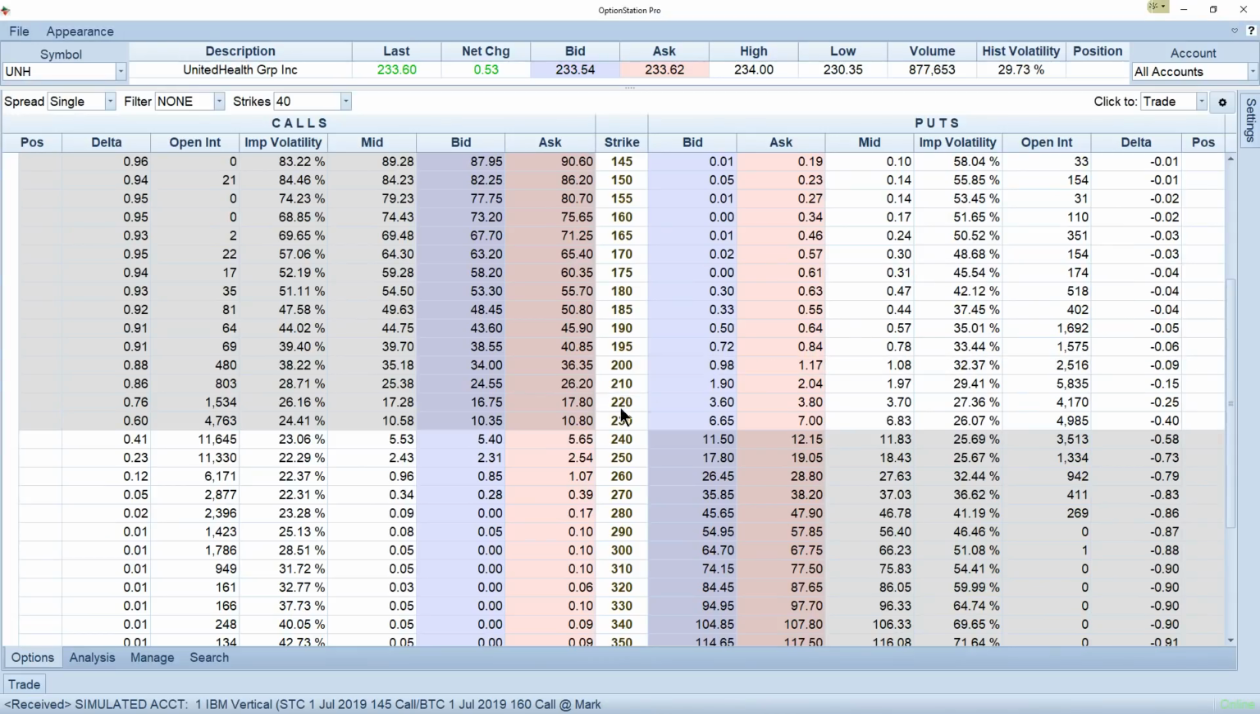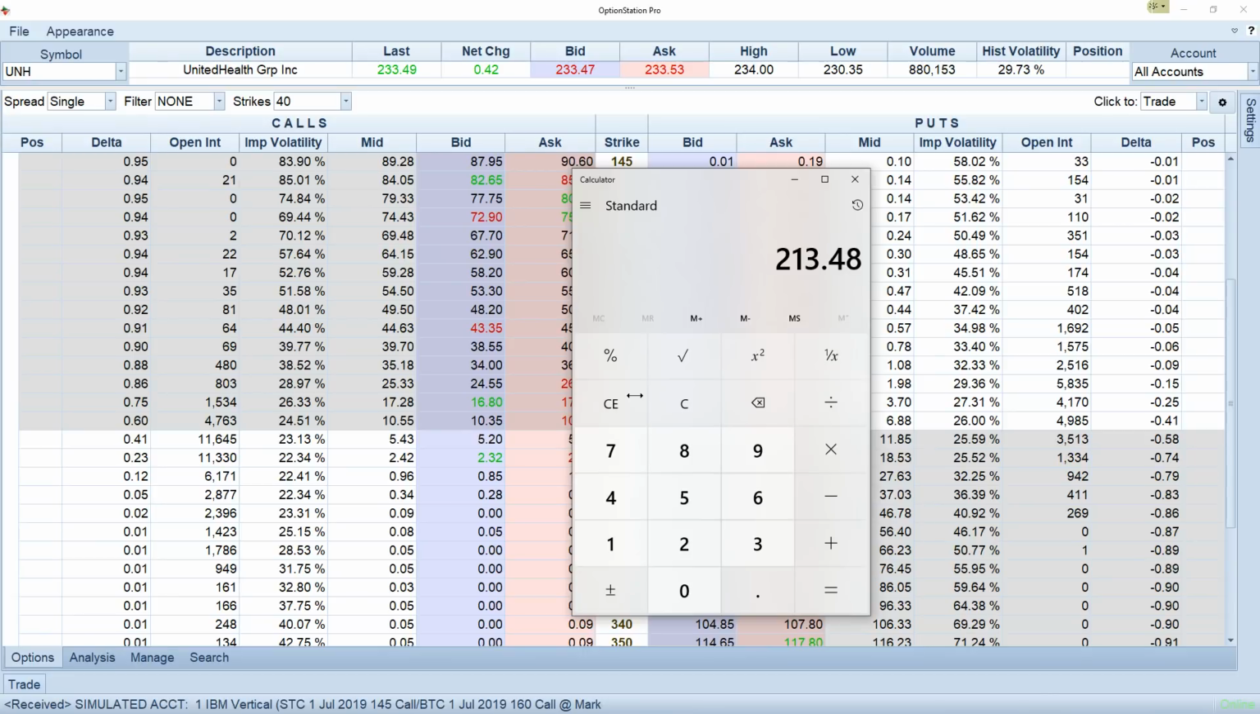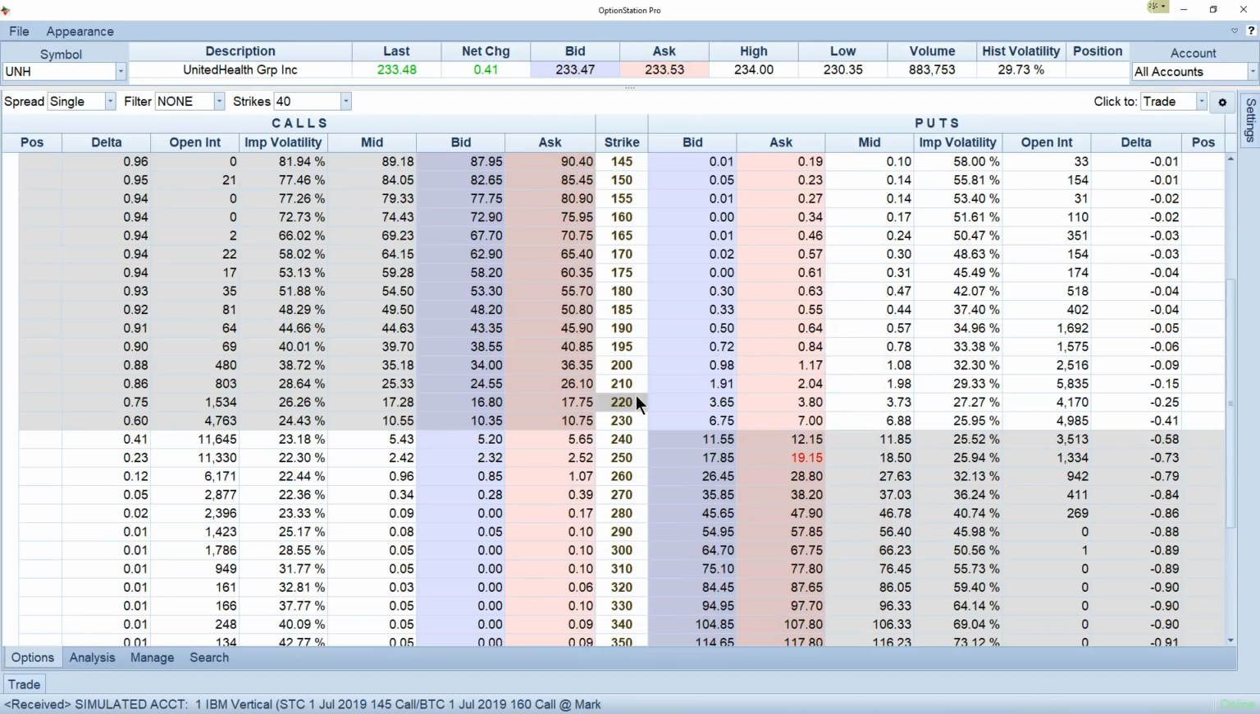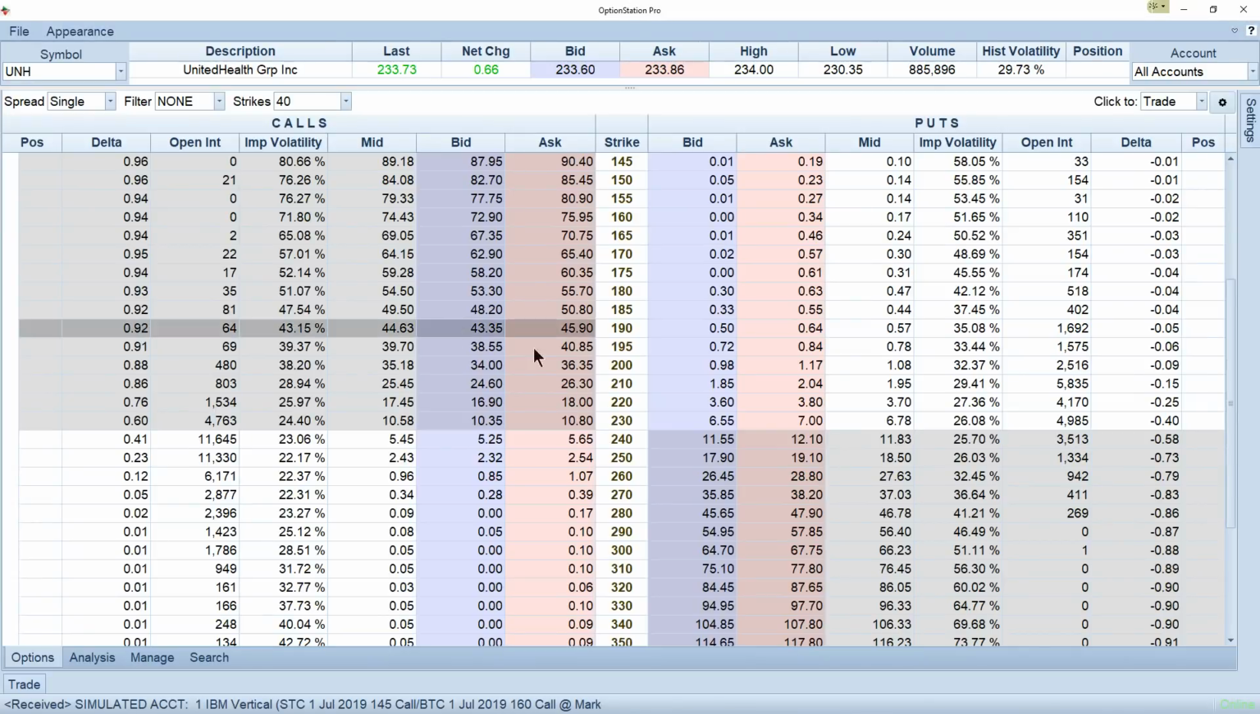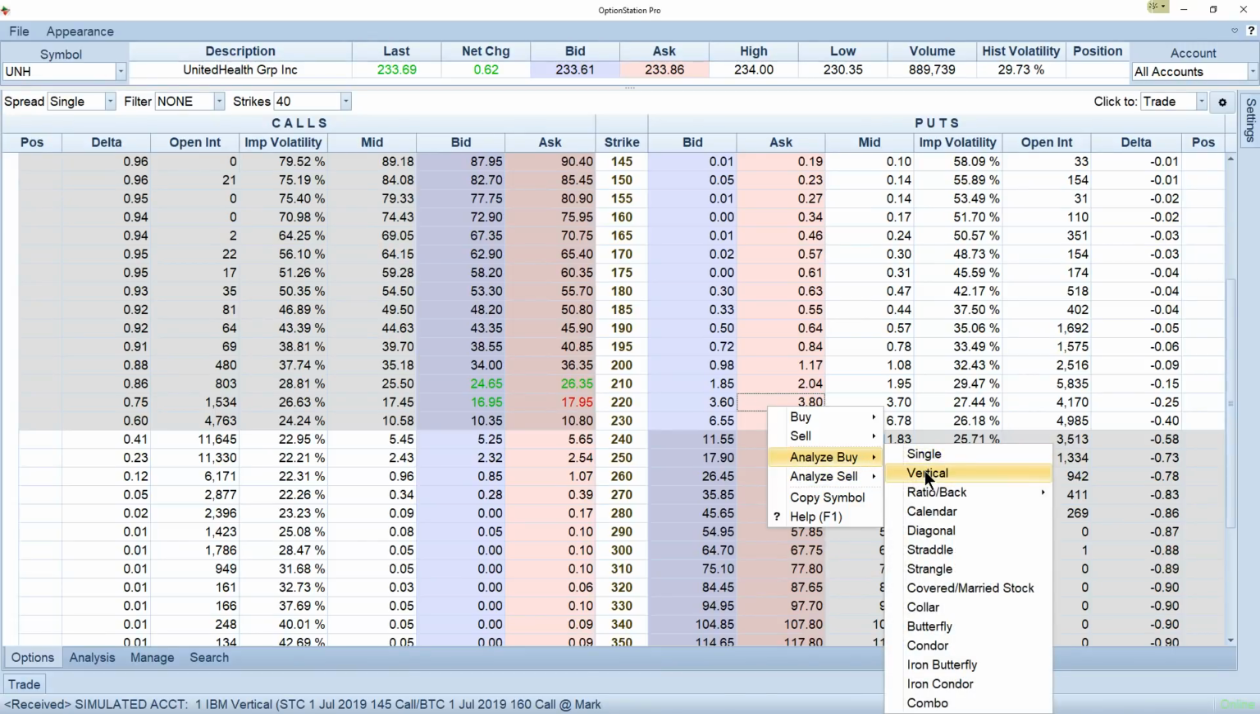Okay, 215. There is no 215, so 210, 220. So I'm going to do 220. Okay, so we'll do 220. So I'm going to buy the 220, okay, and sell the 190. And if I was to do that, well, now I'm going to have to simulate to see if I get my 30 delta or I don't. Okay, so let's analyze buy a vertical.